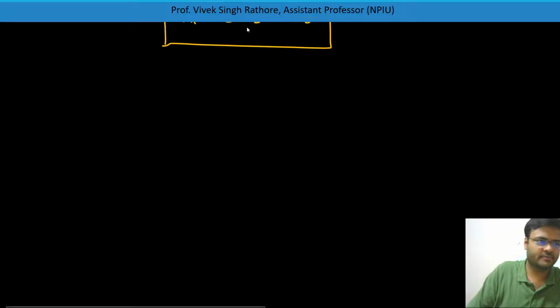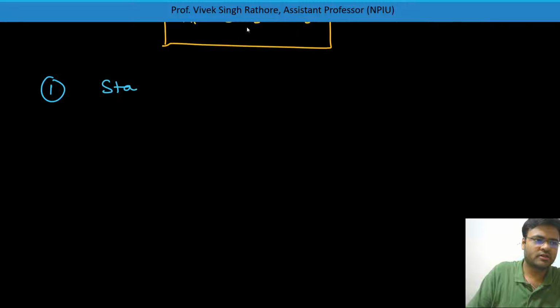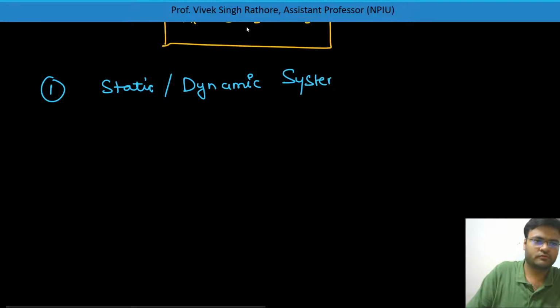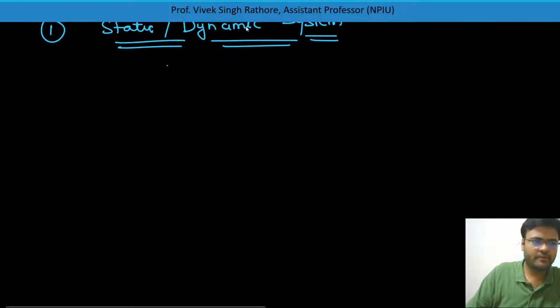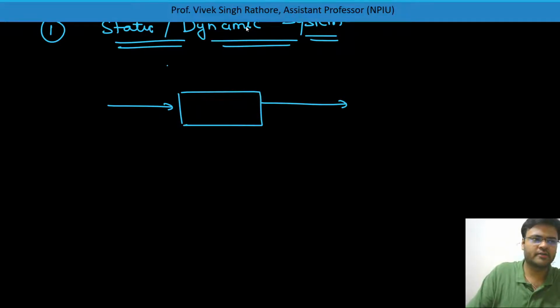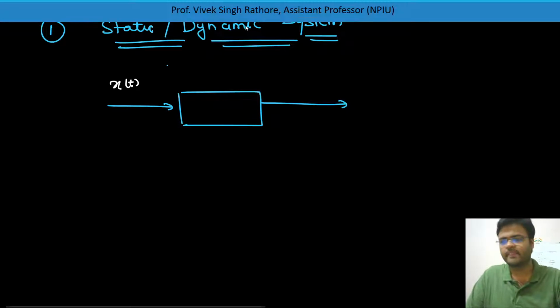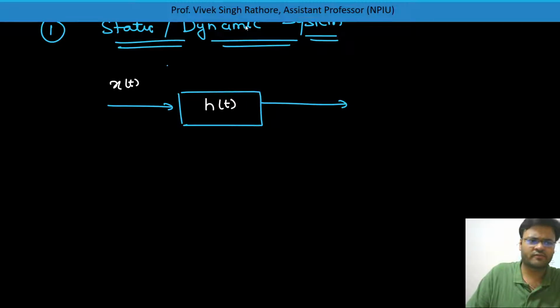By observing the impulse response, we'll see whether a system is static or dynamic. You have been given an input. Let's suppose this is your input and you are getting an output. Let's suppose you are giving input as x of t, and your impulse response is h of t.